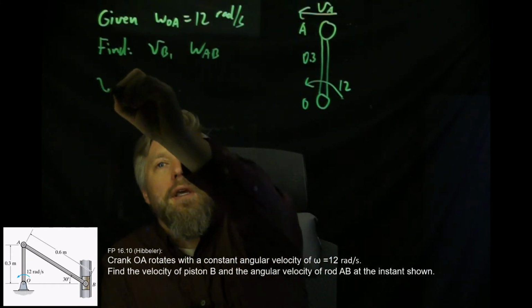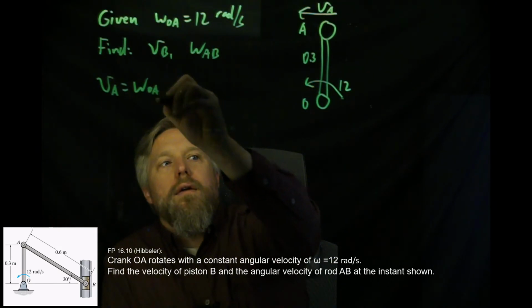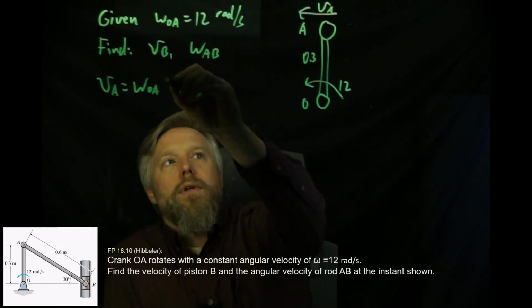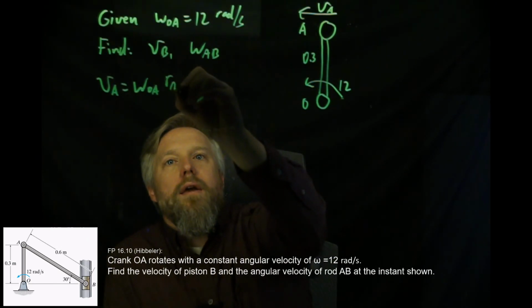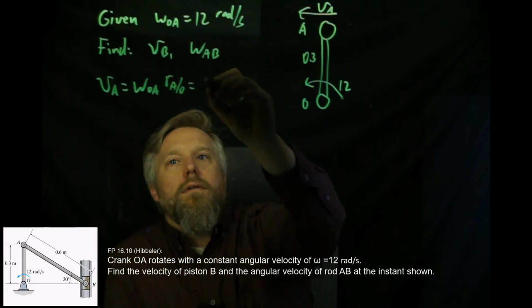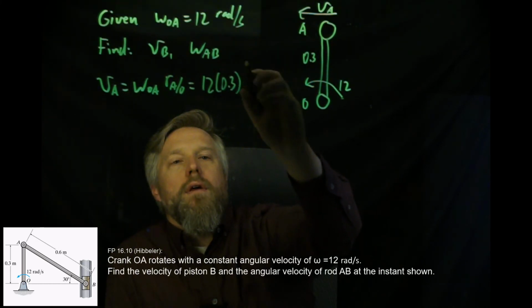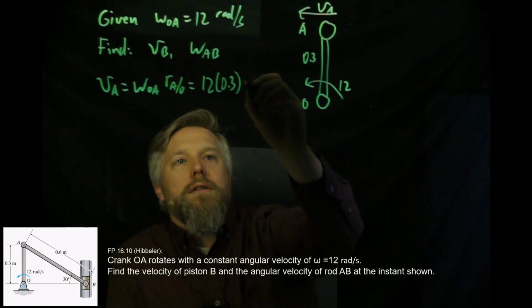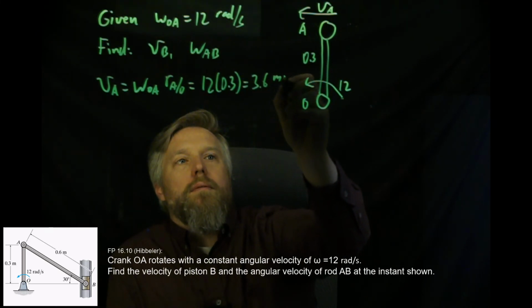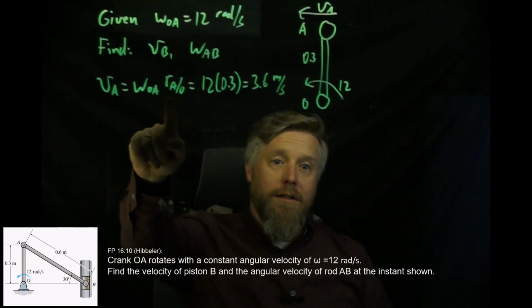We know that VA is going to be equal to omega OA times the position of A with respect to O, which is going to be 12 times 0.3. And this is in radians per second, that's in meters, so that'll be meters per second. 3.6 meters per second. If you notice, we're actually using instantaneous center right here.